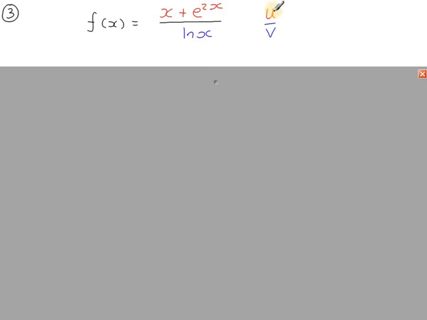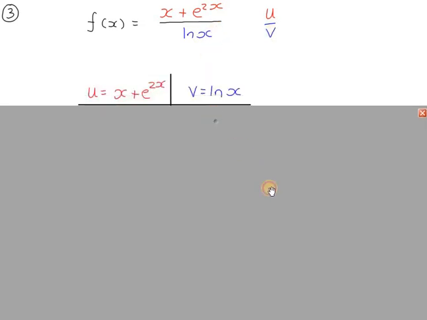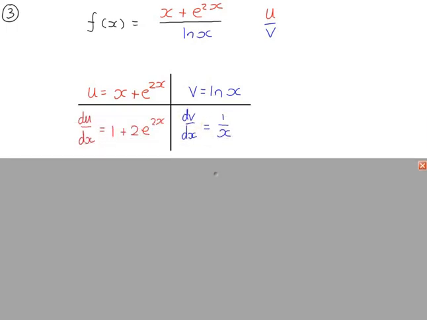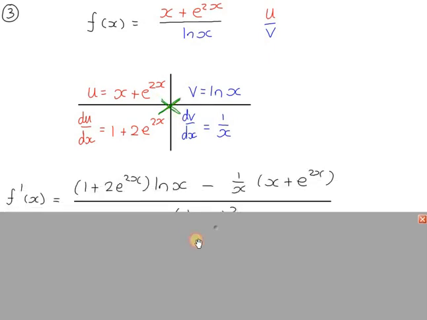Example 3. So the function u is x plus e to the power of 2x, and the function v is ln x. That's exactly how we start. We differentiate each, and then again we cross multiply, and the order in which we cross multiply matters here. So we cross multiply in this direction first, and then in this direction, over v squared.